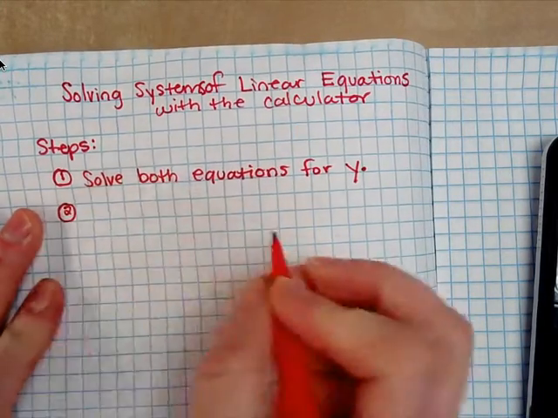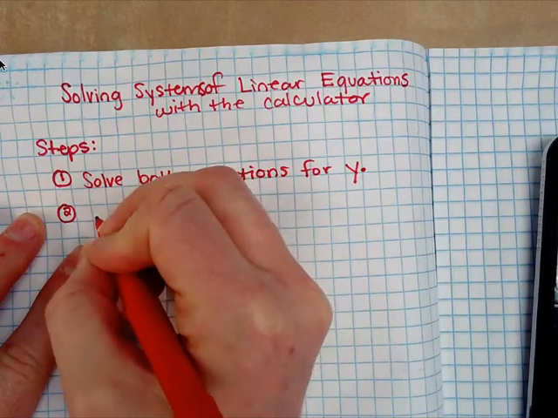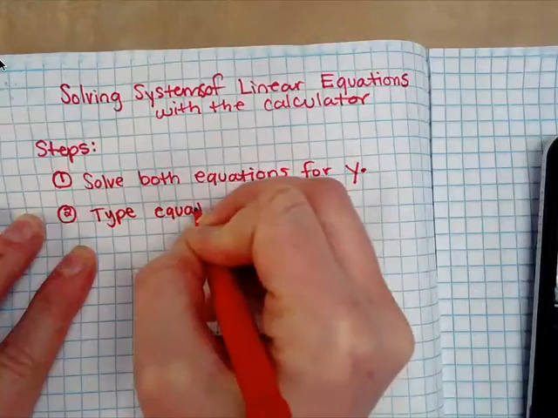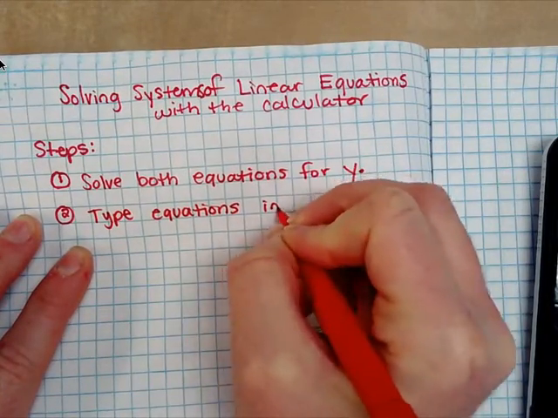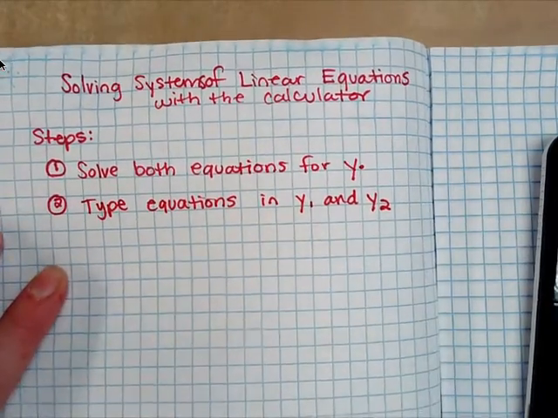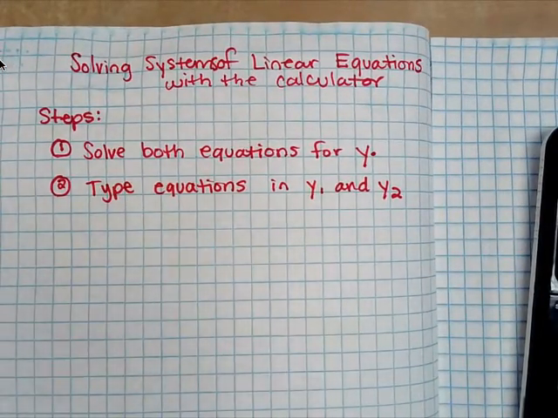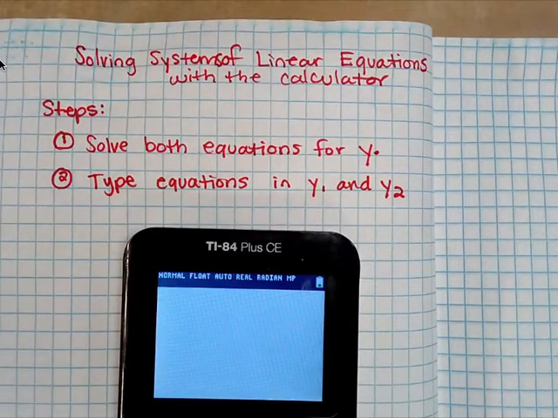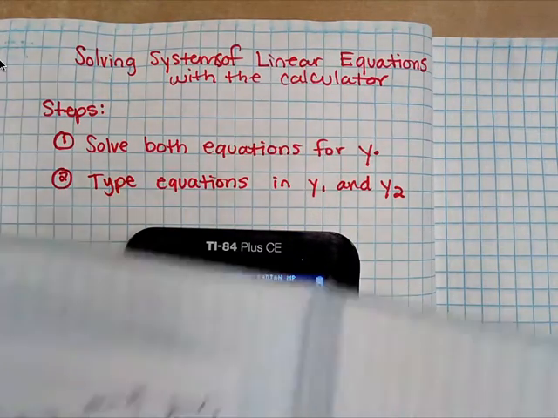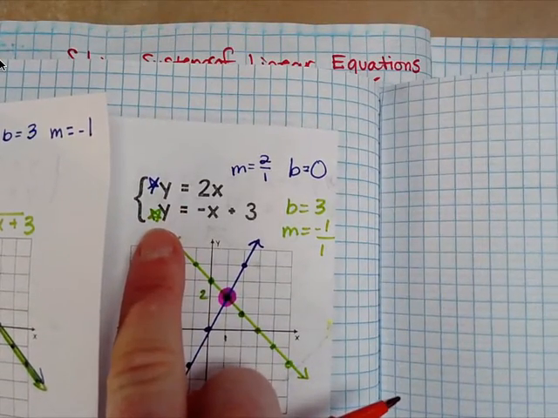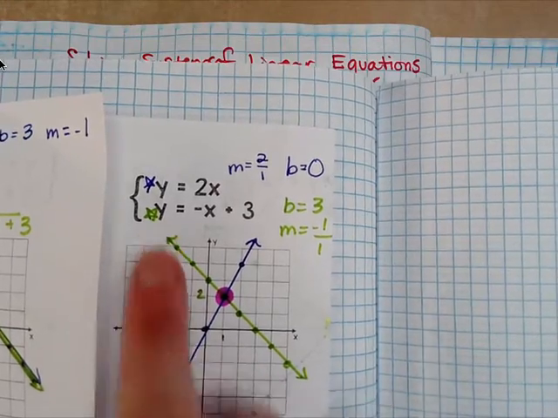Step 2. Type equations in y1 and y2. So I'm going to show you an example using the notes from yesterday. So this was one of them that we did. So we're going to type in y1 equals 2x and y2 is negative x plus 3.